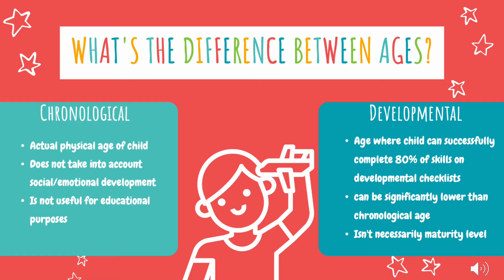It isn't necessarily their maturity level. This is especially true in girls. So they could be super mature for their age, or they could be super immature for their age, and you think, oh, they must be younger or they must be older. That's not a useful measurement of their developmental age. So for homeschool purposes, we usually just focus on the developmental age and where they're at.